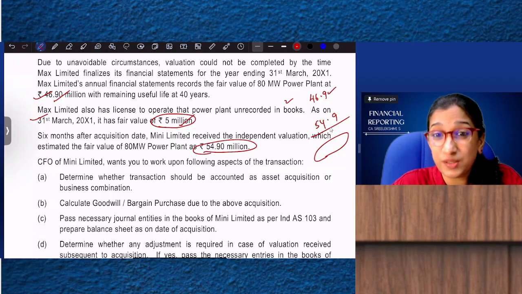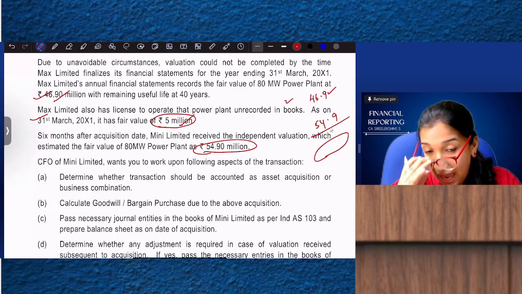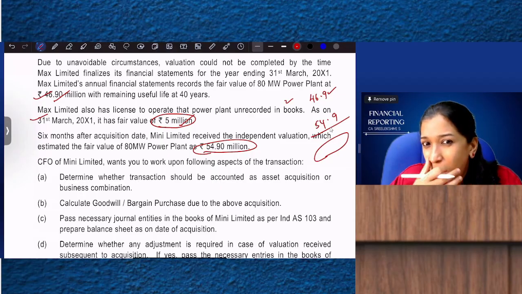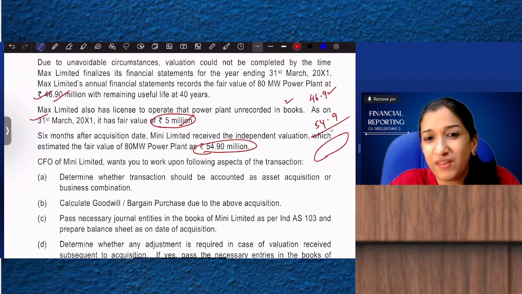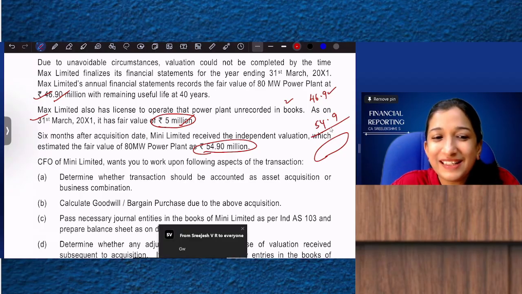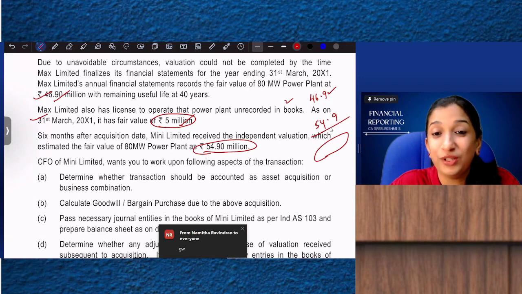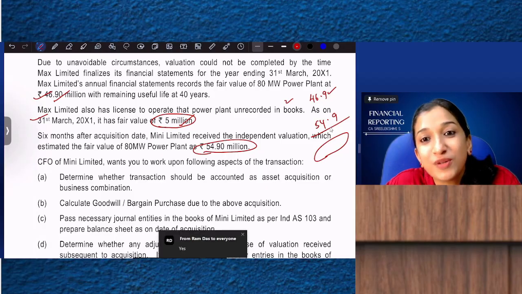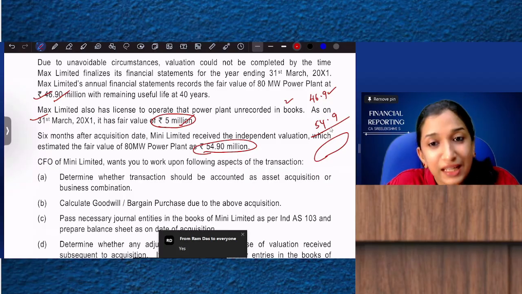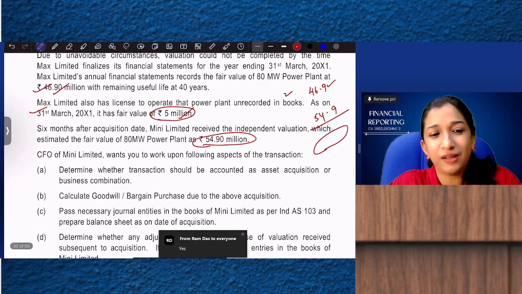As per IND AS 103, if the valuation is based on the facts and circumstances existing on the acquisition date, then when we increase the value of the plant and machinery or power plant, with retrospective accounting, the corresponding credit should be given to goodwill. Or if it was already a gain, the gain will increase. Upon takeover, if it was a loss, the loss will reduce because asset value has increased. Or if it was a gain, the gain would have increased. So generally we'll credit to goodwill.